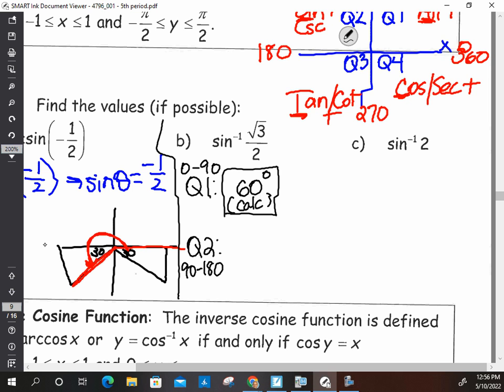So is 60 a reference angle? Yes, it's less than 90 degrees. So it by itself is a reference angle. That means if 60 is already a reference angle, we can copy it into quadrant number 2. So there's the angle. That would be 120 degrees.